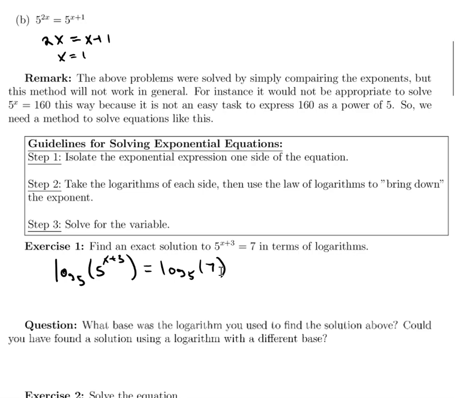But that left side simplifies by our properties of logarithms to become just x plus 3. And then that's equal to log base 5 of 7. And then to isolate x, just subtract the 3 away to get a final answer of x is equal to log base 5 of 7 minus 3.